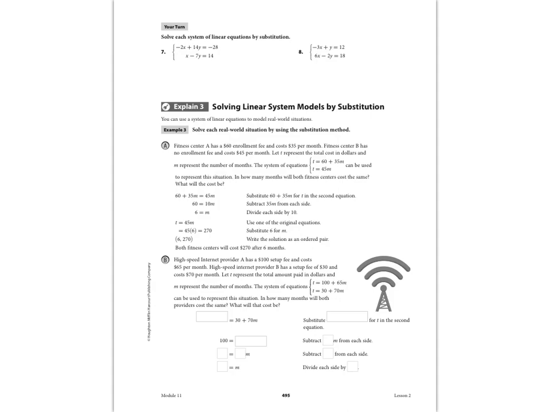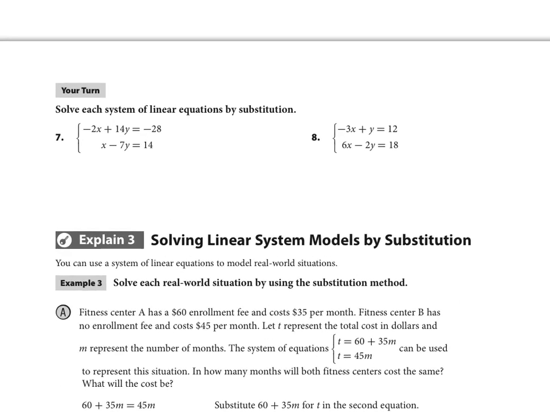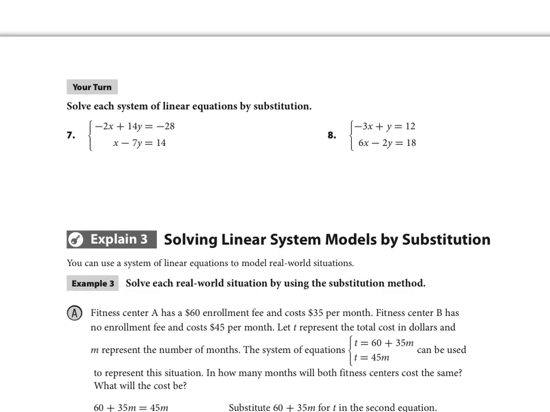Looking at some special cases on the next page, we have number 7, number 8. I'll do the first one. I'd like you to try the second one if you pause it right after I'm done with number 7. So I want to get one of the variables by itself. And so you see the x here has the negative 2 in front of it. The y has a 14. This x doesn't have a number. The y has a negative 7 in front.